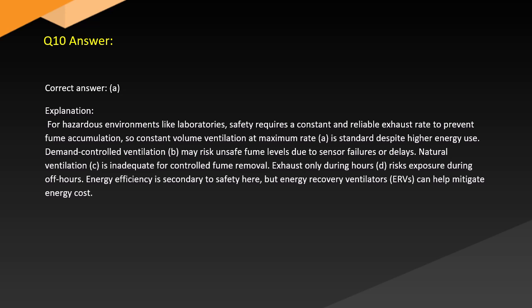Demand-controlled ventilation, B, may risk unsafe fume levels due to sensor failures or delays. Natural ventilation, C, is inadequate for controlled fume removal. Exhaust during operating hours only, D, risks exposure during off hours. Energy efficiency is secondary to safety here, but energy recovery ventilators, ERVs, can help mitigate energy cost.